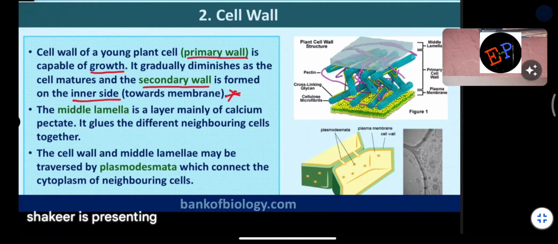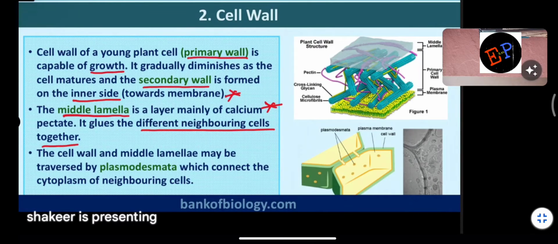That's it. Clear? Then we have a layer called the middle lamella, which is present between two cells, in the middle of the walls of two cells. So there will be another layer which is called the middle lamella. The middle lamella is a layer mainly of calcium pectate. Middle lamella is made up of which material? Calcium pectate. It glues different neighboring cells together. So this middle lamella is a sticky substance secreted so that it can hold all the cells together.